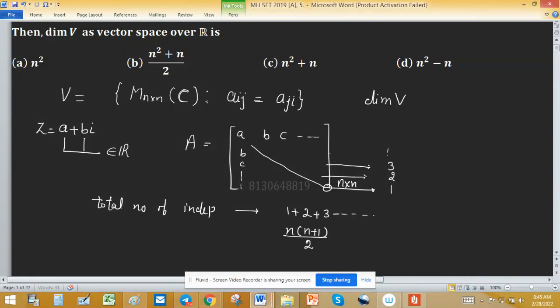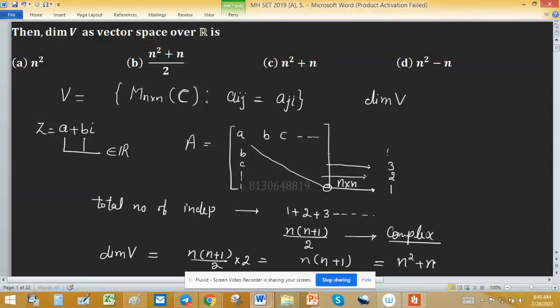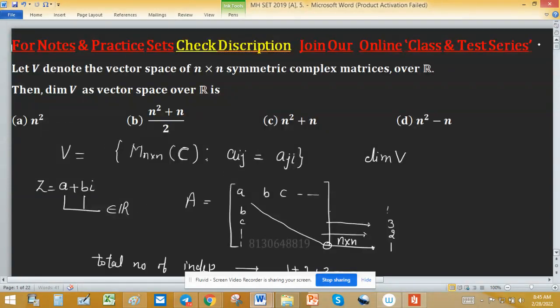But keep in mind, as I already told you, to write a complex number we have two independent choices, and these are the total positions where we can put any complex number. So to find the dimension of V, we should multiply this quantity by 2. So finally we have n into n plus 1, and after simplifying this we get n square plus n. It means option C is correct.